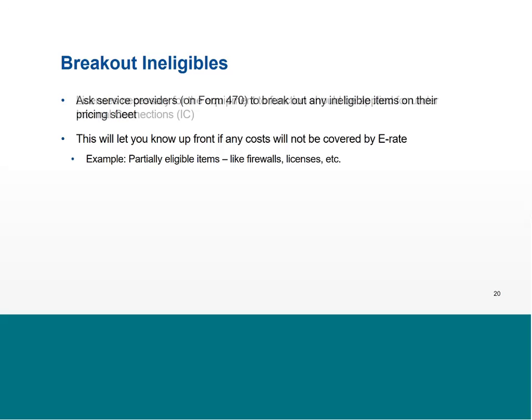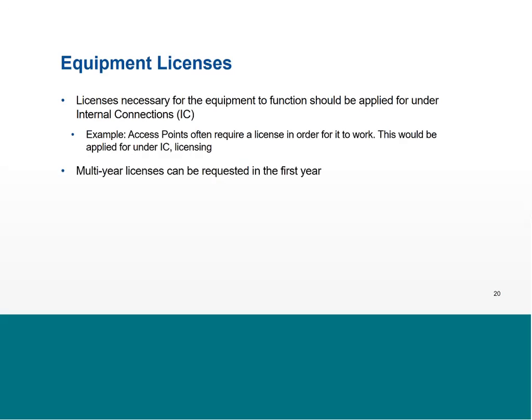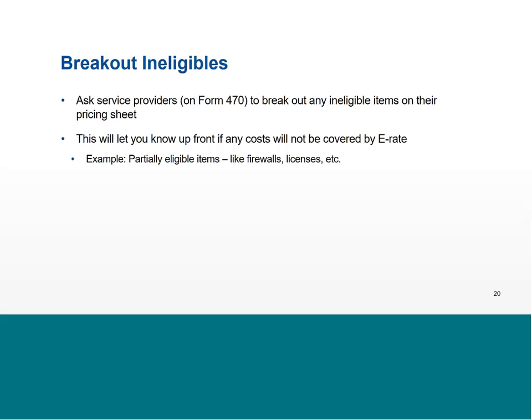Breaking out ineligible services is a really good request to put in your RFPs when you go out for bid for Category 2 services. State that outright, that you specifically want the people who are bidding for your business to break out the ineligible items. Make that clear. Before we go to the next slide, Andrew has a question.